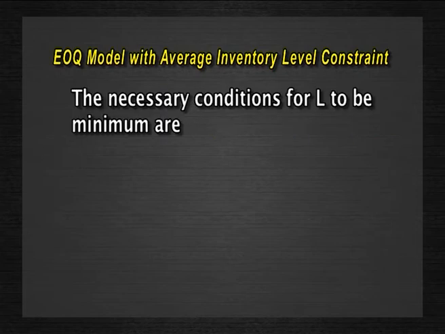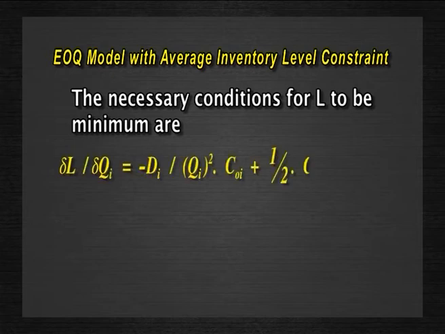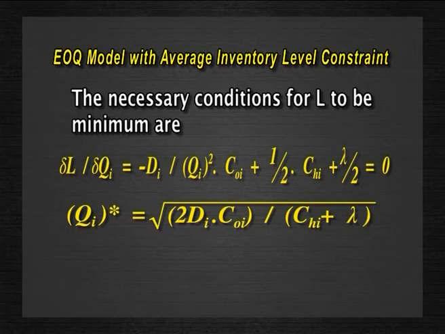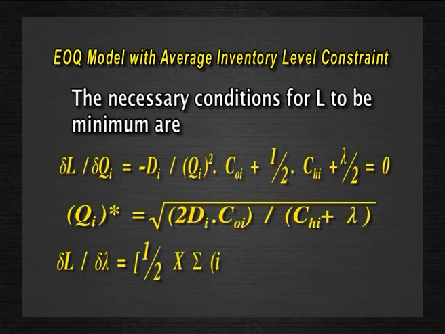The necessary conditions for L to be minimum are delta L by delta qi equal to minus di by qi square into COi plus half into CHi plus lambda by 2, which is equal to 0, or in other ways to represent, qi star is equal to square root of 2 times di into COi divided by CHi plus lambda. Delta L by delta lambda is equal to half into summation of i equal to 1 to n, qi minus m equal to 0.